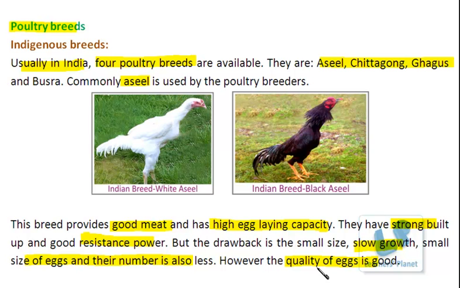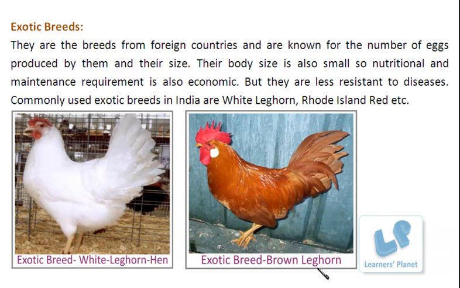On the other hand, the exotic breeds, even they have some qualities which are preferred by the breeders, but they also have drawbacks. So now let us see what properties are present in the exotic breeds. These exotic breeds are from foreign countries, and they are especially known for the number of eggs produced by them and their size, the size of the eggs as well as the size of these organisms.